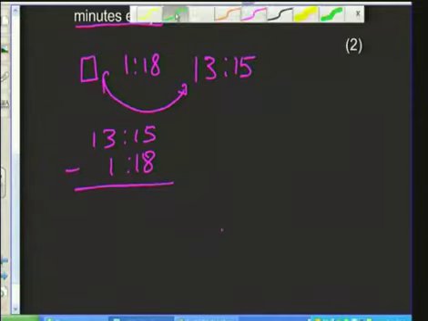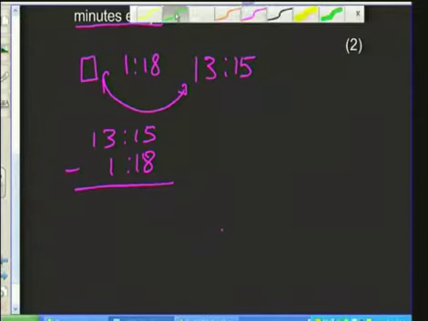Right, so we need to minus these. When we minus 15 from 18, we must remember that is not enough. That 5 is not enough. Okay, let's do this one step at a time. So we're going to take away the 1, that becomes a 0. 15 minus 8 is 7.